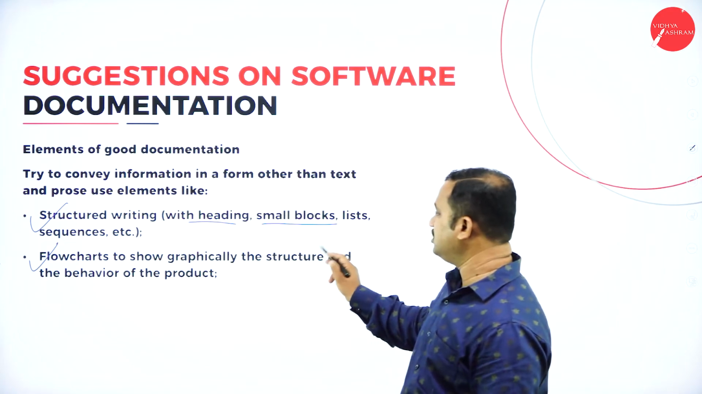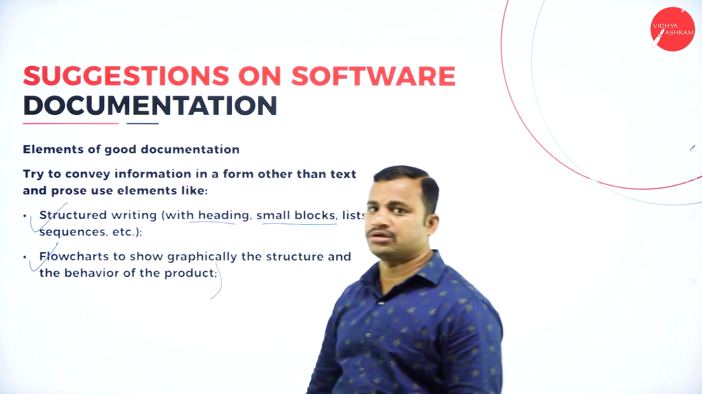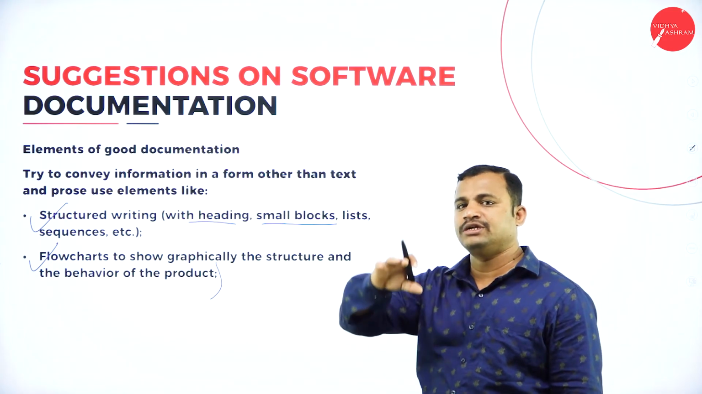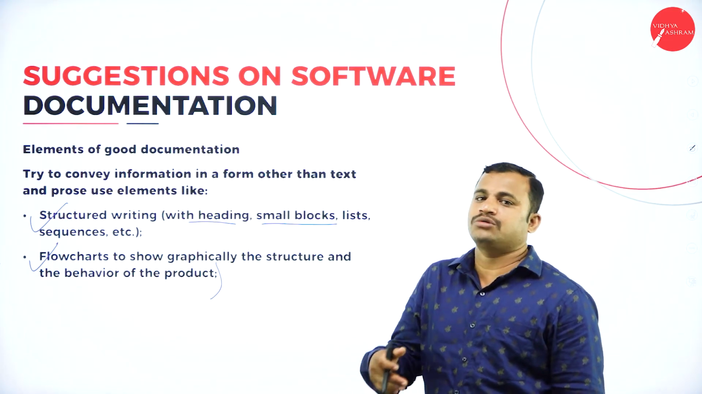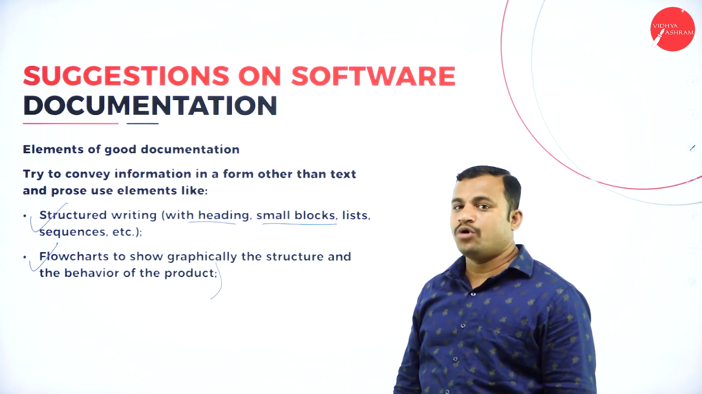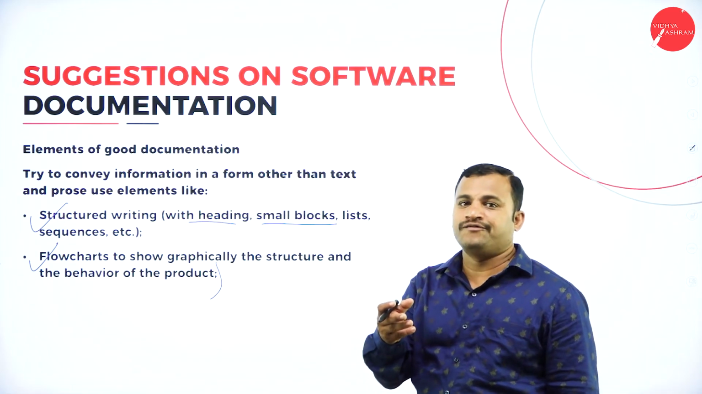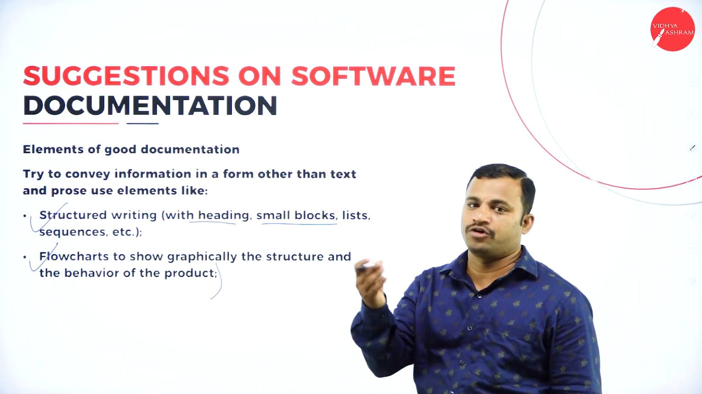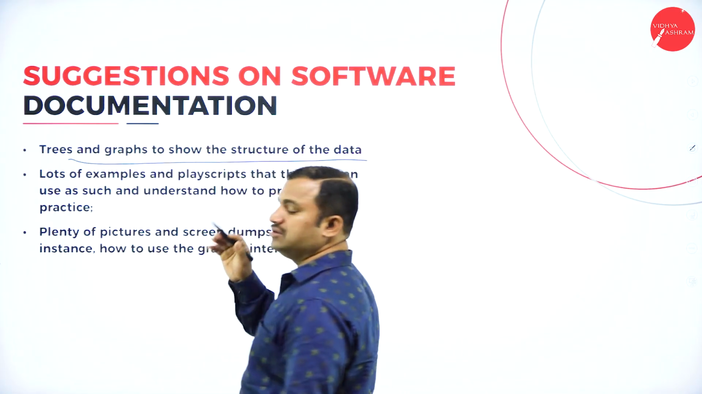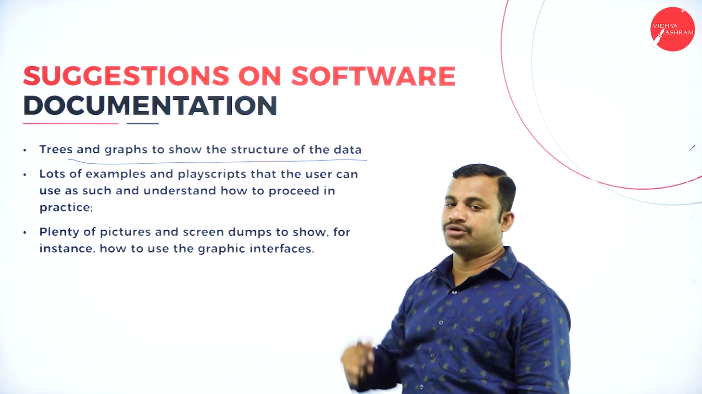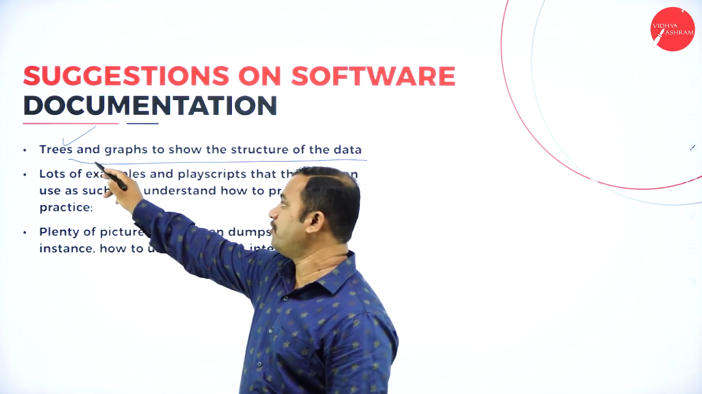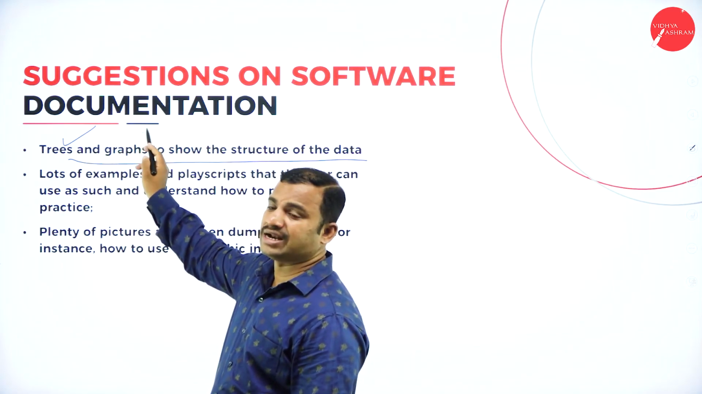Flowcharts show graphically the structure and the behavior of the product and how the data flows from one module to another module. All of this must be represented in the form of a flowchart so that the user who goes through the product will be able to analyze the principle of that particular software which is developed for him. Then trees and graphs show the structure of the data. As I told you, how it moves from one module to another can be represented in a pictorial form, in the form of data structures like trees and graphs.